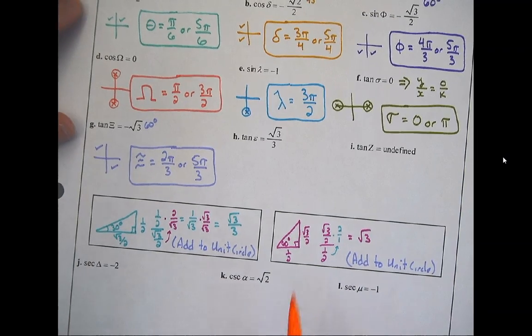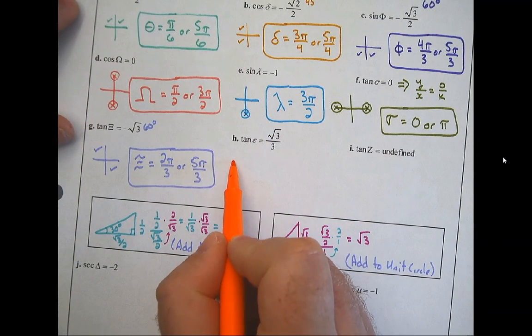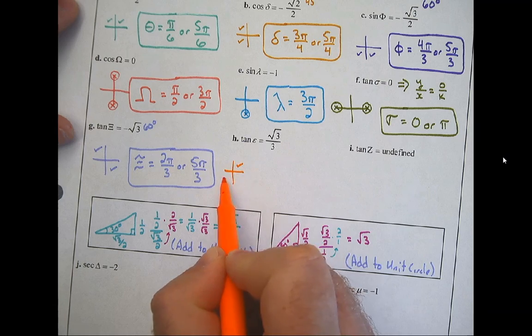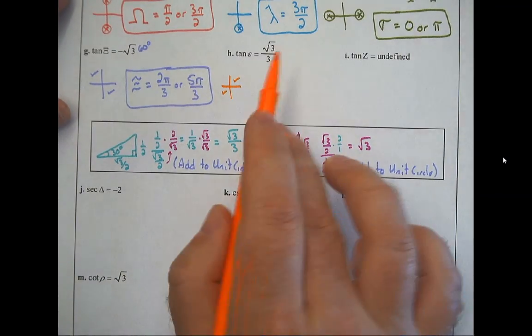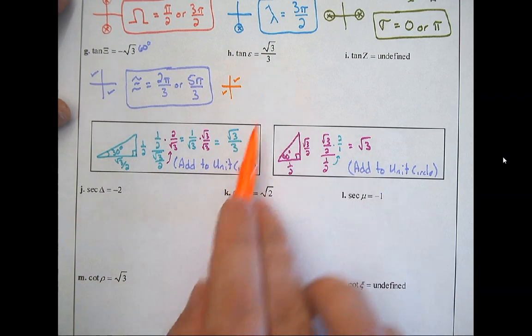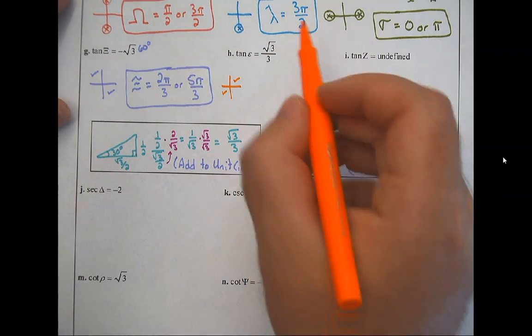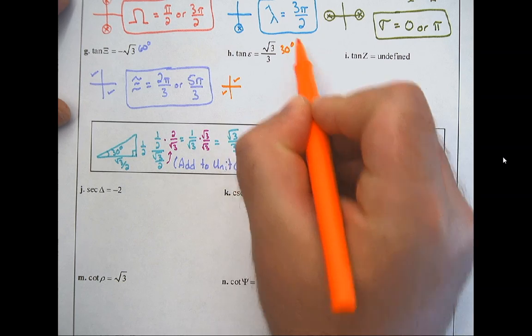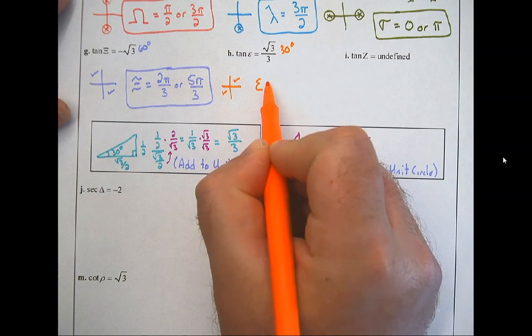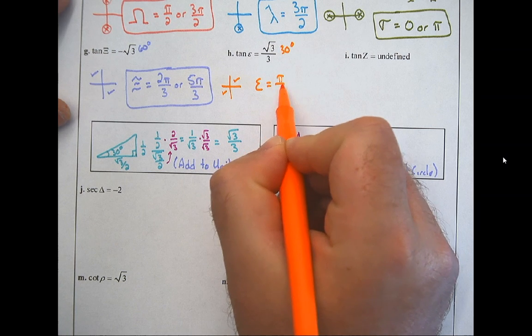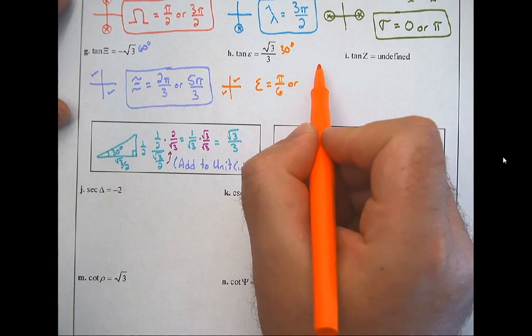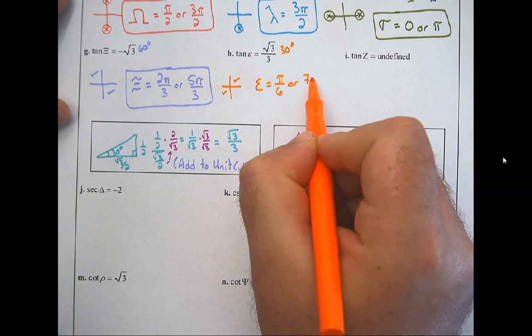All right, let's see how you did. So I'm going to first figure out tangent is positive. That means the places where x and y have the same signs. The triangle that would give me a tangent of square root 3 over 3 would be my 30 degree. So epsilon would be equal to pi over 6 or 7 pi over 6.